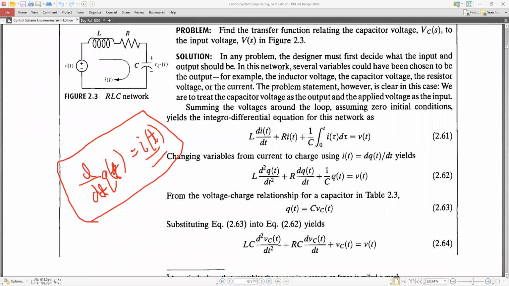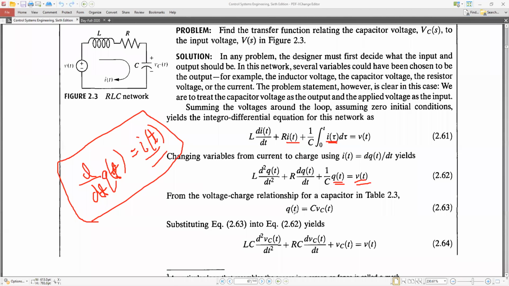Instead of i(t), if I write d/dt of q(t), then it would be d squared q(t)/dt squared. And in the integral term, instead of i(t), if I write d/dt of q(t), then the differentiation and the integration will cancel out, and as a result q(t) will be there, and v(t) is there. So it is our changed form.